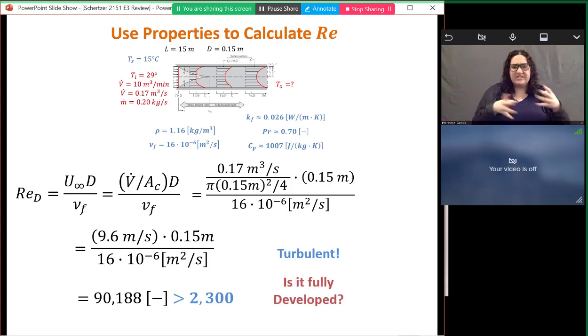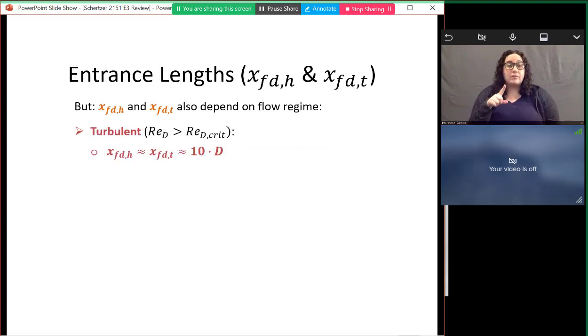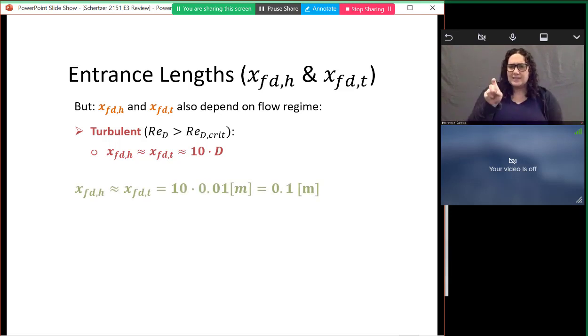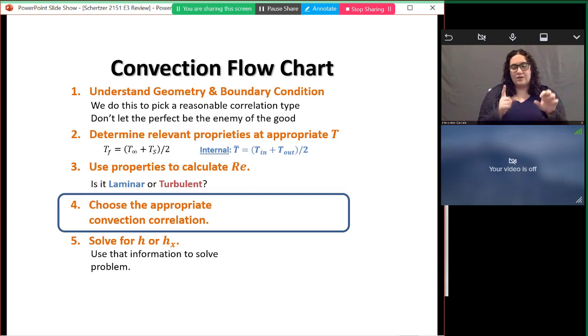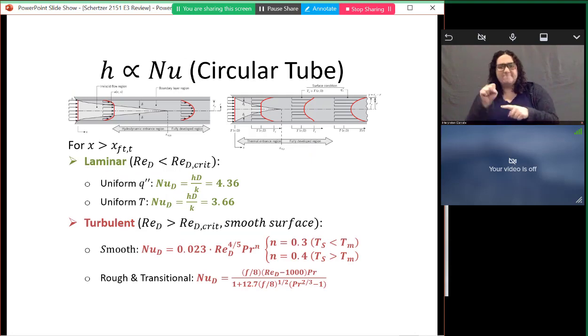So now I know that it's turbulent, but I've got to see, is it fully developed? For turbulent flow, like we talked about in the multiple choice, the entrance lengths for the hydrodynamic and thermal parts of the problem both happen at about 10 diameters into the pipe. In this case, that's 0.1 meters, which means that it's fully developed for the vast majority of the pipe. So now I use the information that it's turbulent and fully developed to find the right correlation.